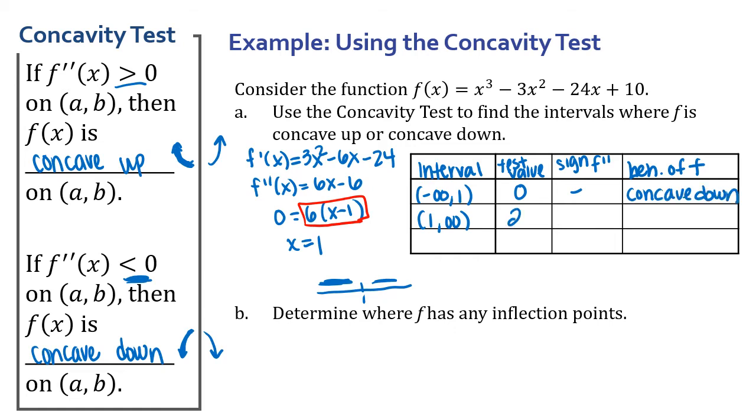Then if I choose a test value in my second interval, we'll choose 2. You're going to get 6 times positive 1, which is a positive number. So it's going to be concave up. With that, I can conclude that because at 1, I change from being concave down to concave up, we have an inflection point at x equals 1.